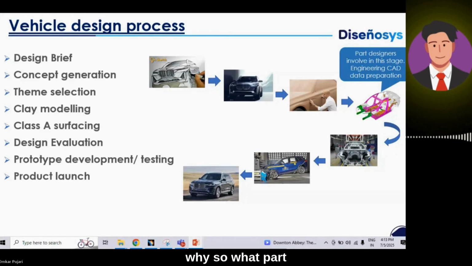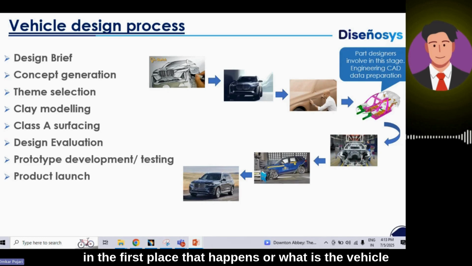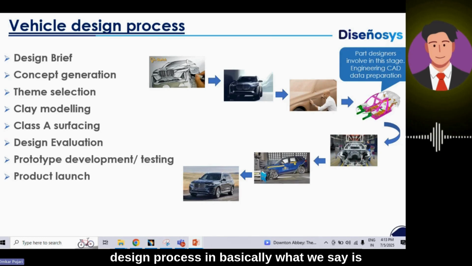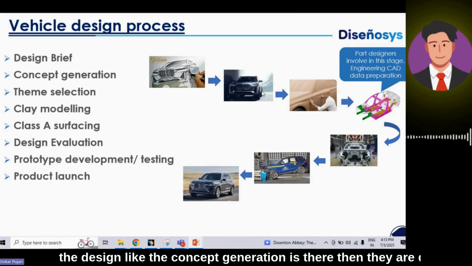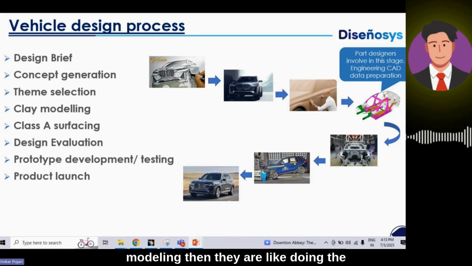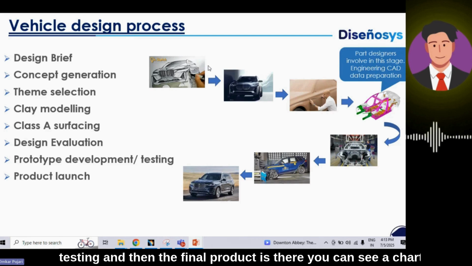So what part are we going to design? What is the ideology behind it, or what is the first thing that happens, what we basically call the vehicle design process. You can see here, first is the brief of the design, the concept generation, then they do clay modeling, then design evaluation, prototyping, and some testing, and then the final product is there. You can see a chart over here.